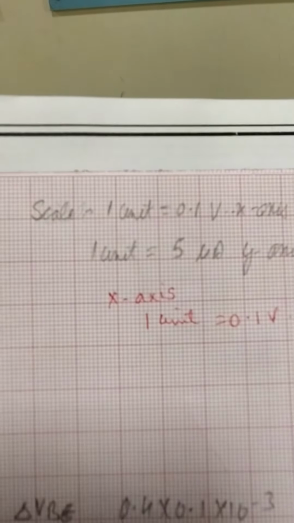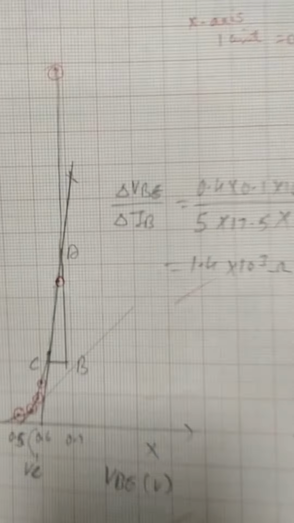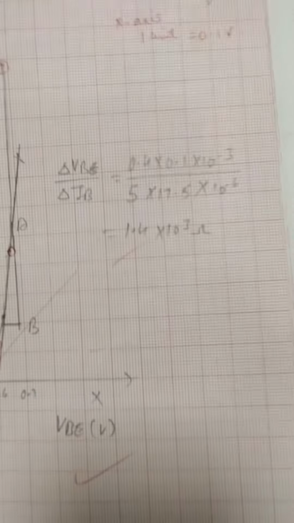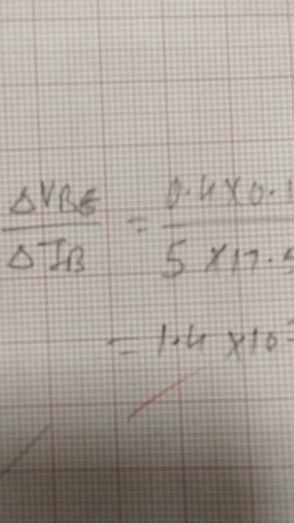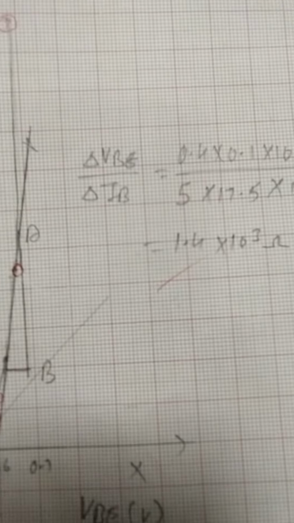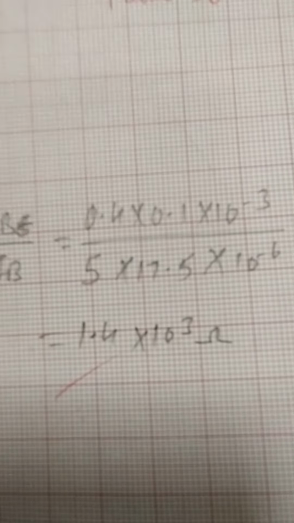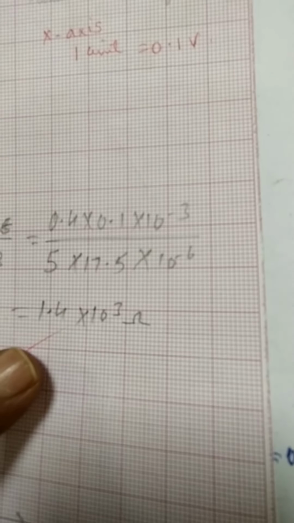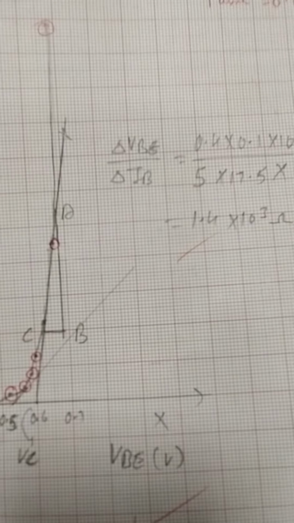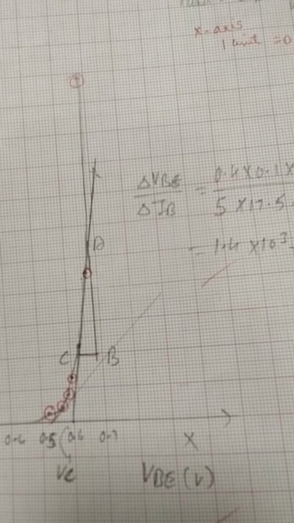You can take any point, just take one slope. The slope will give you the forward resistance. That is delta VB by delta IB. That value may be exactly something about 1.4 into 10 power 3 ohms. So that is the forward resistance of your diode.